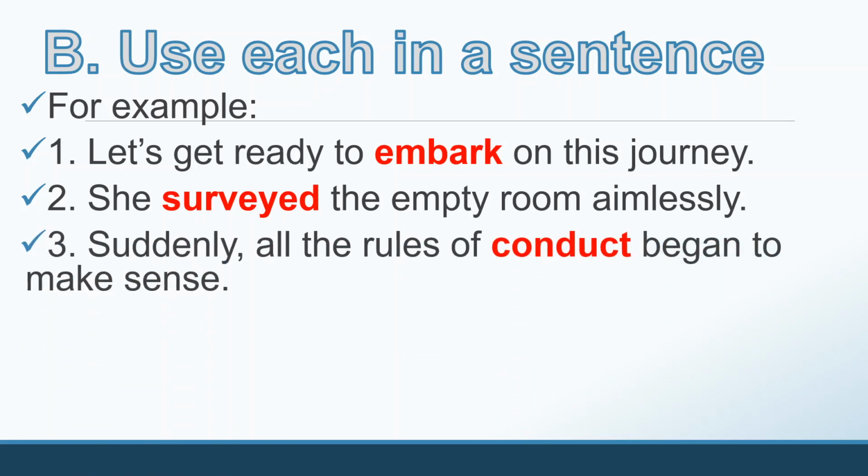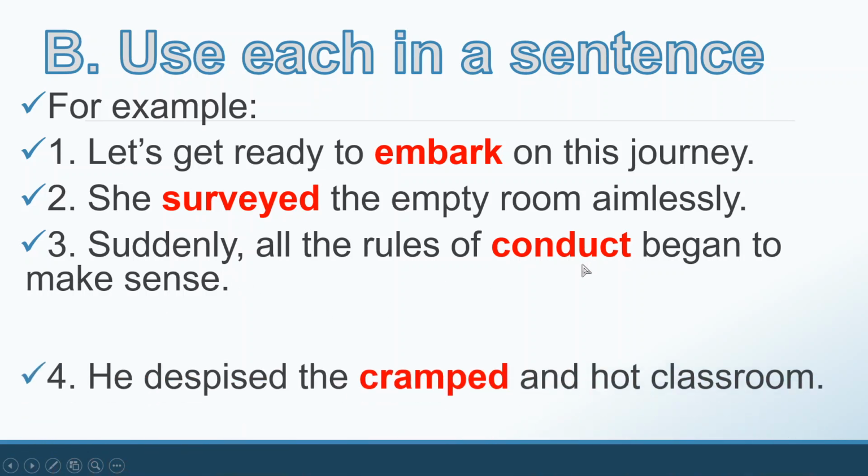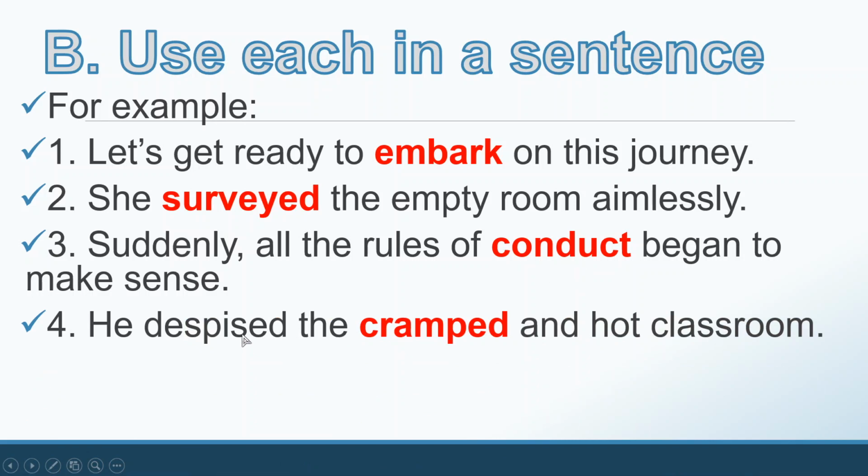Number 3, suddenly, all the rules of conduct began to make sense. So this is another example using the word conduct in a sentence. And finally, number 4, he despised. Despised means hated. He despised the cramped and hot classroom. Okay, so cramped means very crowded. Okay, so there's no space, something like that. So here again, I gave you 4 examples of sentences using each word in a sentence. So you can again do it on your own from 1 to 10.